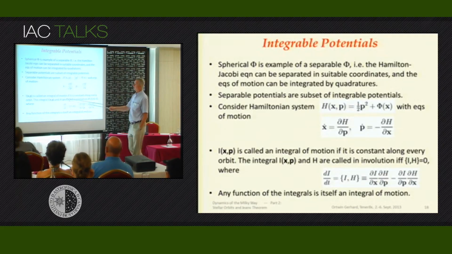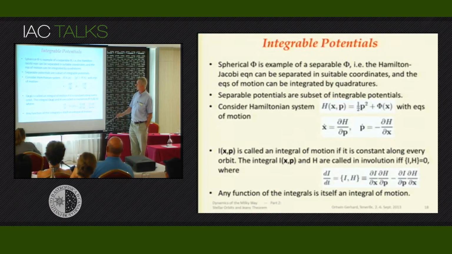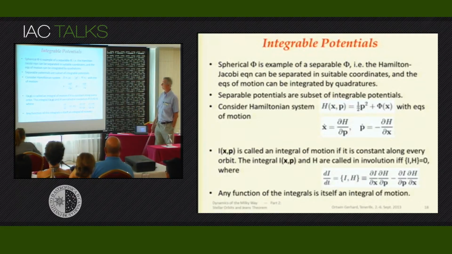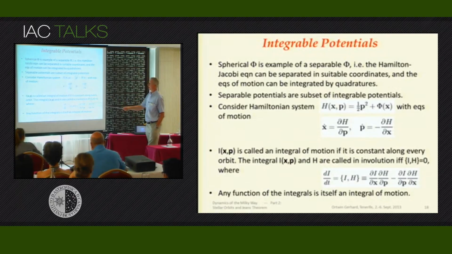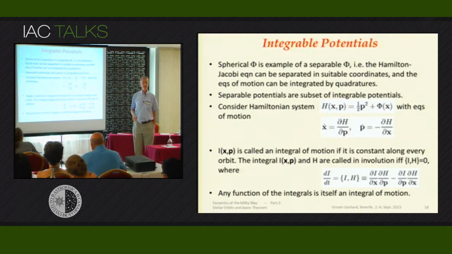So suppose I have another function I of x and p. That's called an integral of motion if it's constant along every orbit. So I work out d/dt along the orbit, and I'll find that the function is constant, so the derivative is 0. The integral I and the Hamiltonian H are called in involution if and only if this Poisson bracket here is equal to 0. Now the Poisson bracket is equal to the total time derivative, and it is expressed by this expansion here. And then if you put the equations of motion in, you will see that that actually means that dI/dt equals 0.